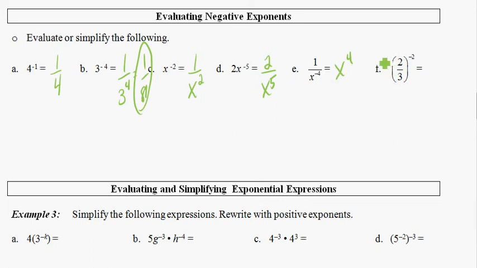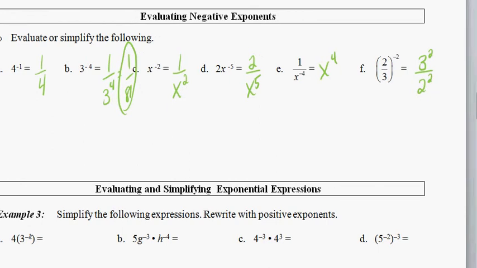In example F, we apply kind of two properties. There's one property that says this exponent sees everything in the numerator and in the denominator, or we could just take the reciprocal of this because of the negative exponent, and then the 2 sees everything. We can take care of both all at once. That is, we can say that this 3 comes up to the top because of the -2, and then it's +2, and then 2 to the +2. So it takes the reciprocal, and the exponent sees everything. And we can go ahead and evaluate that, since we know that 3 squared is 9, and 2 squared is 4.